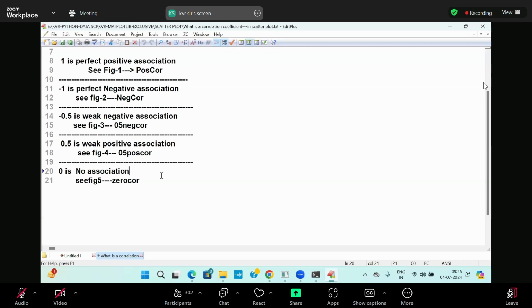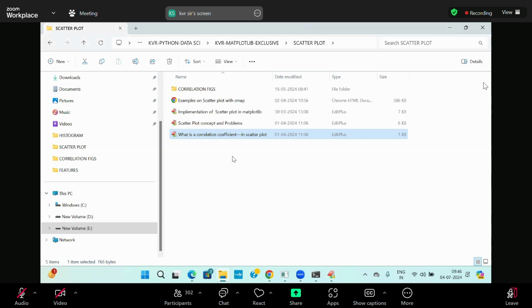0 means what? No association. We can't predict what will be happening. Are you able to follow? Right. Online students, simple. Scatter plot, correlation coefficient, and then the problems I am going to give you.